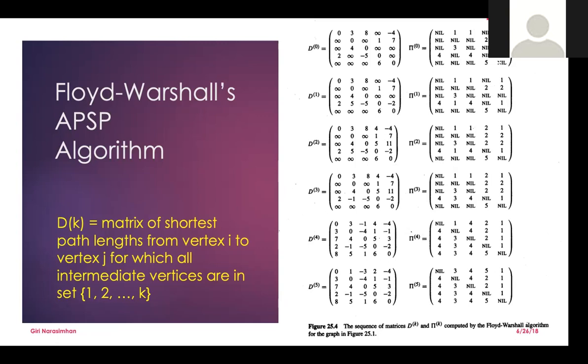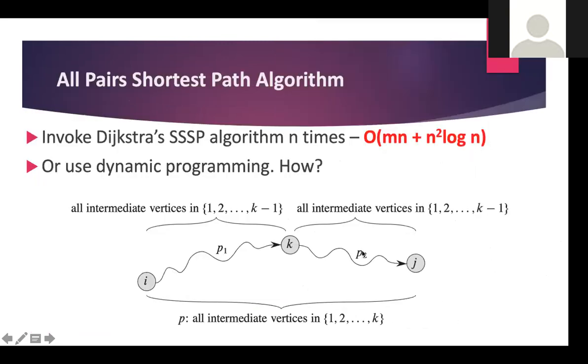And what the Floyd-Warshall algorithm does is it tells you how to go from D super 0 to D super 5. And that's what I'm going to explain next. And it turns out that the picture we had here is exactly the clue that we need to design the algorithm.